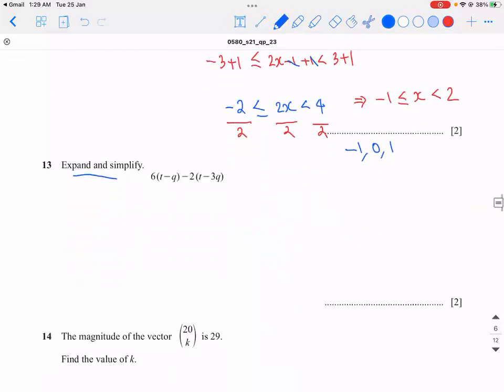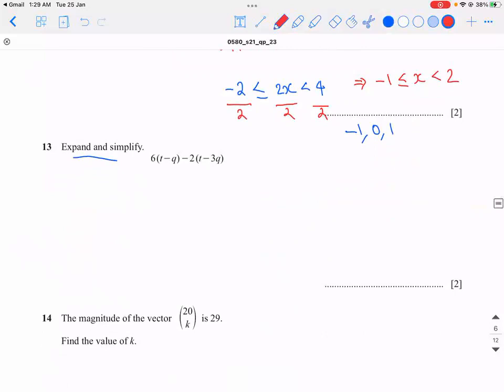Now, expand and simplify. The next question. So how to expand? How to distribute this? We have to multiply 6 with both t and minus q, correct? Similarly, we have to multiply minus 2 with t, and minus 2 with the minus 3q. So what happens? 6t minus 6q minus 2t, then minus into minus becomes plus 6q, correct? So unfortunately, this minus 6q and the plus 6q got cancelled. What is 6t minus 2t? Like terms, we can add or subtract, right? So 6t minus 2t, what is your answer?